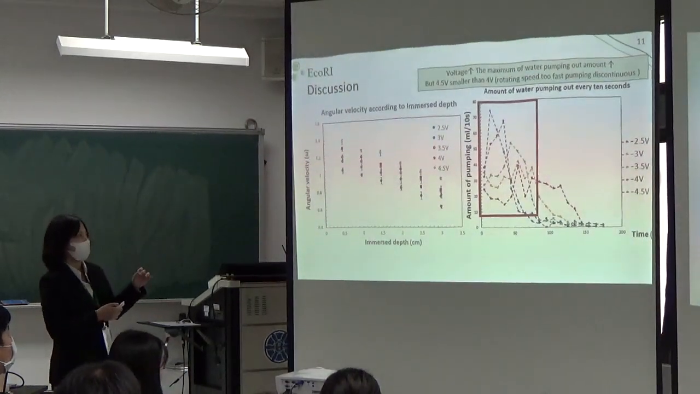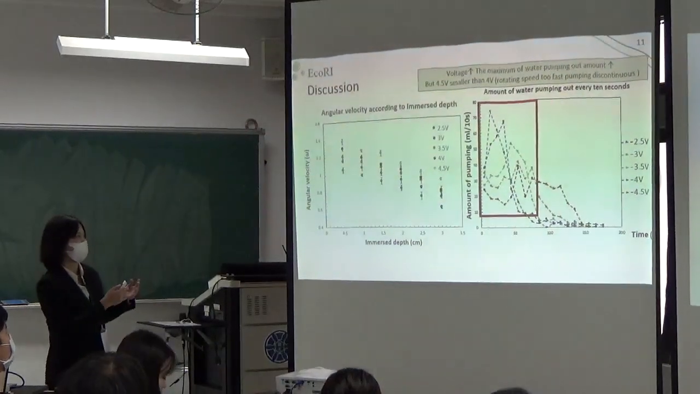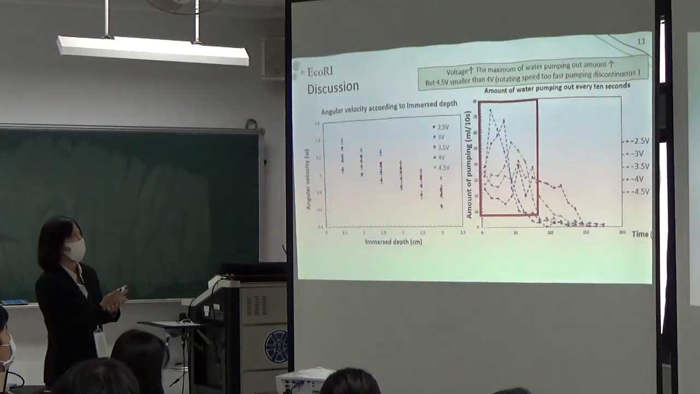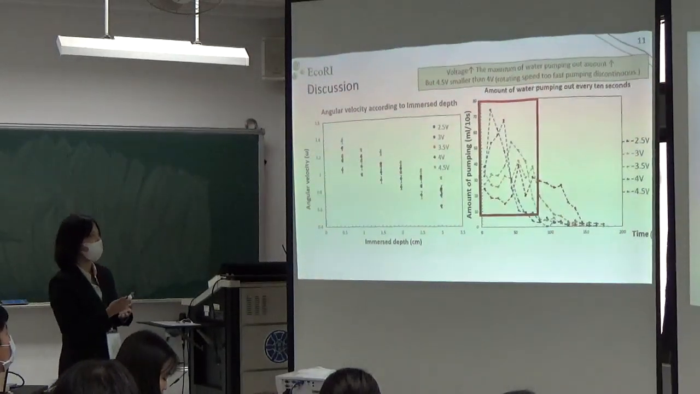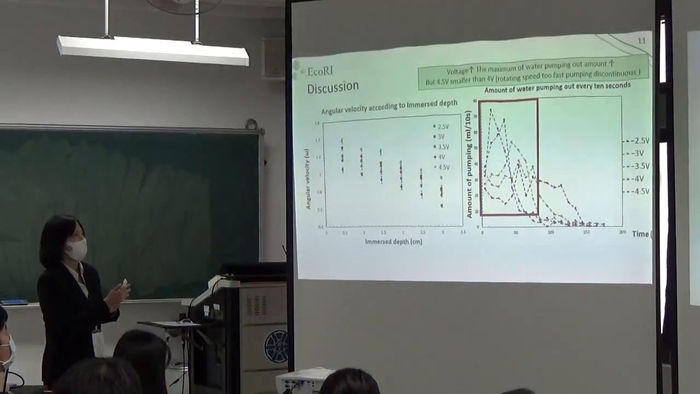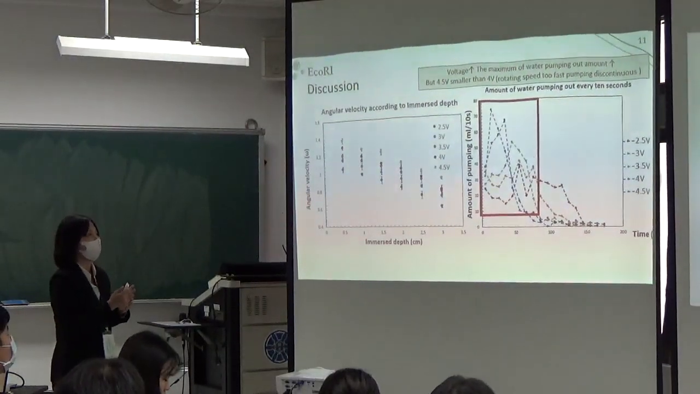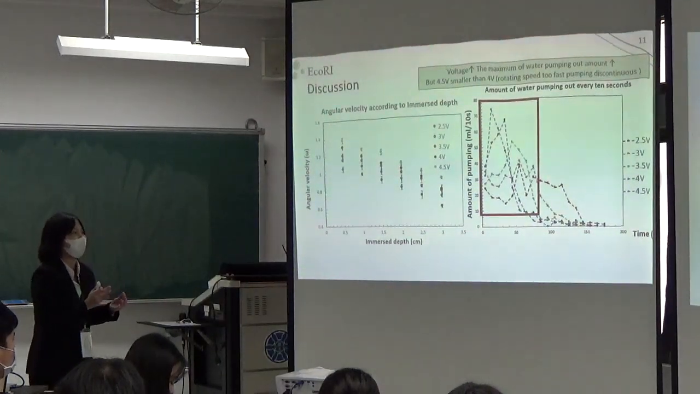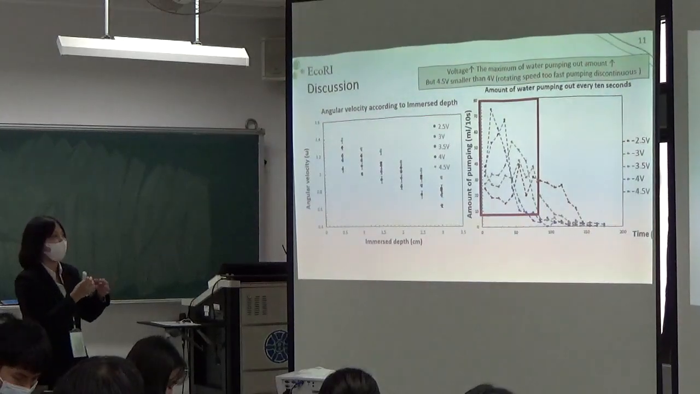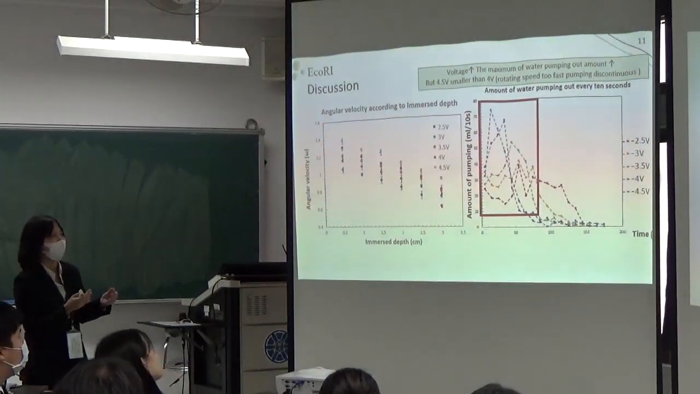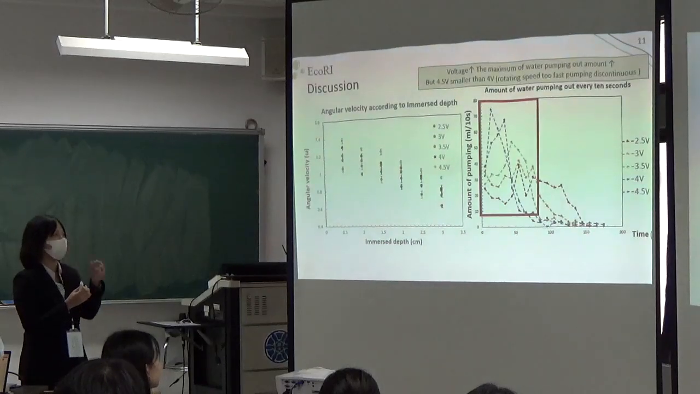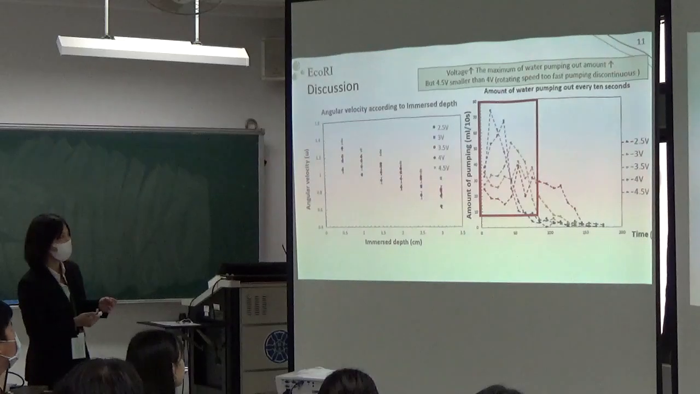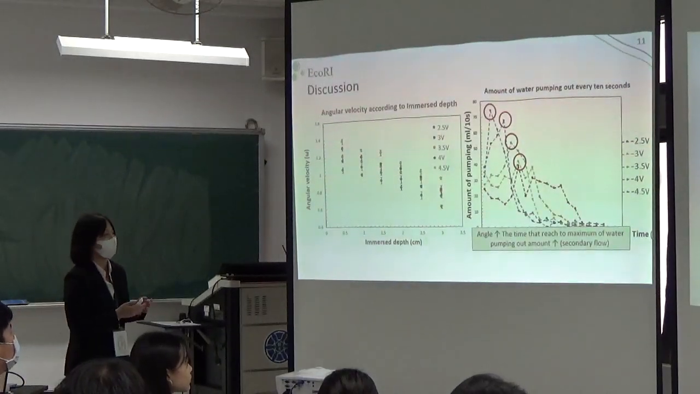In the first part, we can see that when the voltage increases, the maximum pumping out amount will also increase. But 4.5 volts was smaller than 4 volts. We think that is because when the voltage is 4.5 volts, the rotating speed is too fast, and the water pumping out is not continuous. The shape of the water will look like droplets. It's not continuous, so the pumping speed becomes slower.